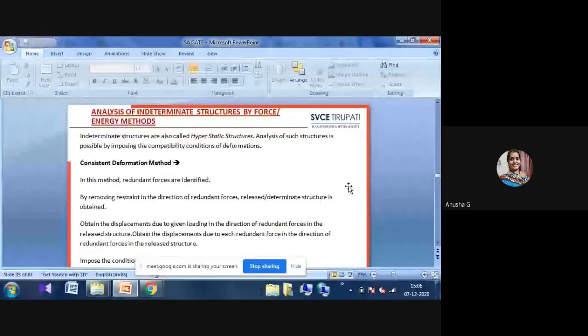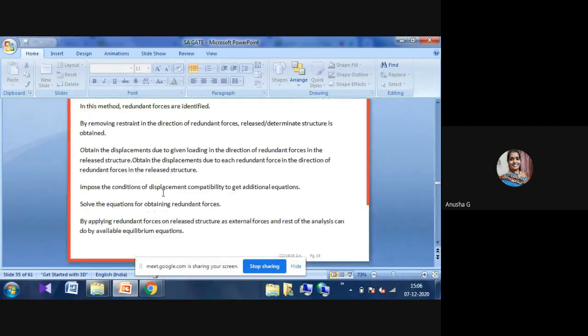Okay, here in this force method, again, we will see what are the different conditions that have to be observed. Consistent deformation method is one of the main important methods. In this method, we find the redundant forces, identified by removing the restraint in the direction of the redundant forces, and the released determinate structure has to be obtained. And then we find the displacements in the direction of the redundant forces. And then we impose the condition of displacement compatibility for the additional loads. And then we solve more equations for the redundant forces.